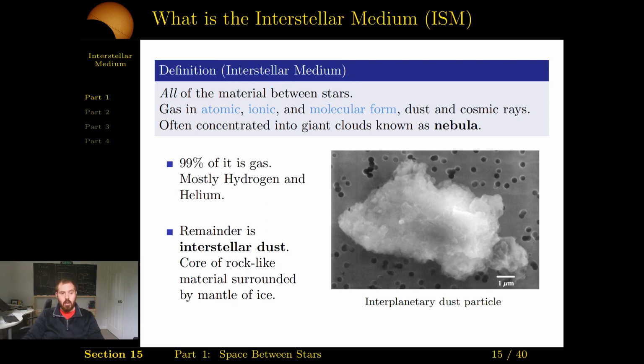Right? Most of the stuff is going to be concentrated in nebulas. In fact, 99% of this stuff is going to be hydrogen or helium. Right? And the remainder, that last 1%, that's going to be that interstellar dust. Right? The dust is going to be the slightly thicker, slightly bigger materials. These are going to be rocks, silicates. And here's an example of a dust particle. And for scale, this is a micrometer, 10 to the minus 6 meters.